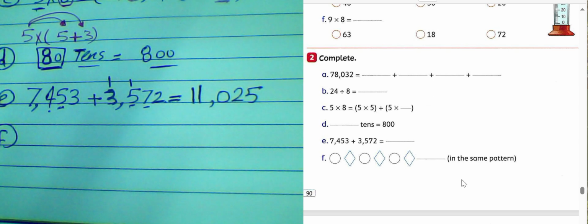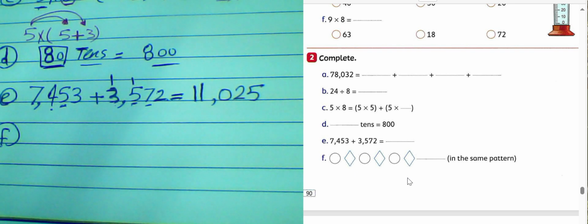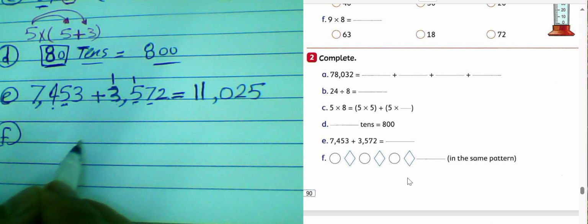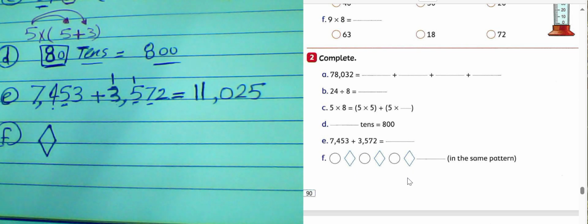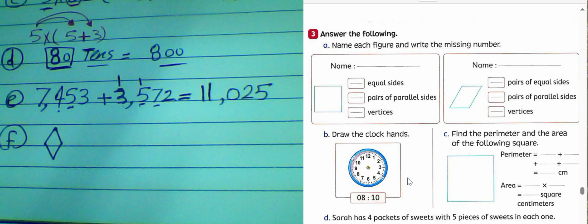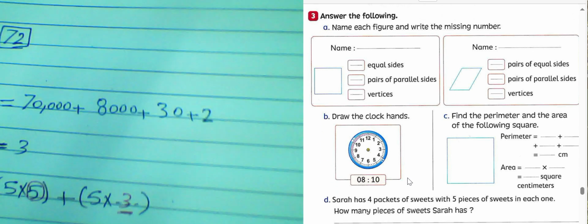Right, in the same pattern. نلاحظ figure المتكرر عندك أو الشيء اللي هيتكرر عندك اللي هو رومبس بتكرر عندك circle رومبس circle رومبس رومبس ده اللي على الدور هيترسم. Next question number 3. Name each figure and write the missing number.